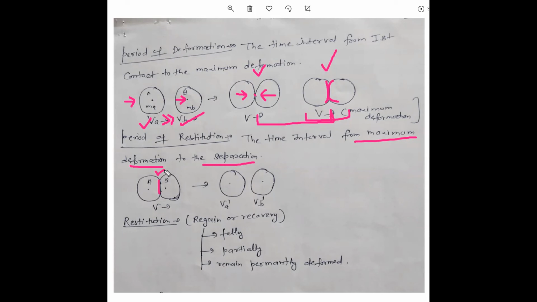The two bodies are in contact and at this time they reach maximum deformation, and after that the bodies start to separate slowly. At last the bodies are separated. But the time required from maximum deformation to separation is known as the period of restitution.